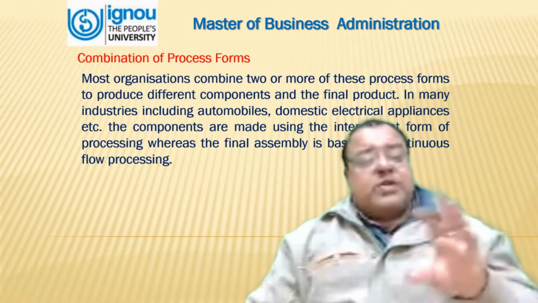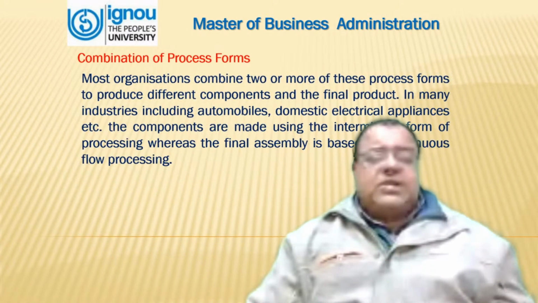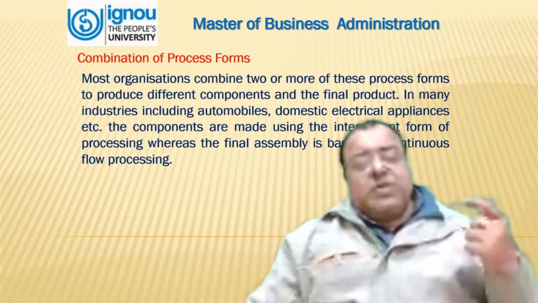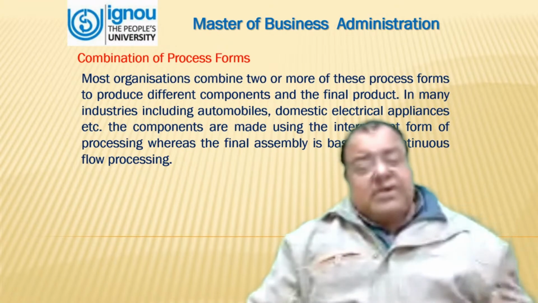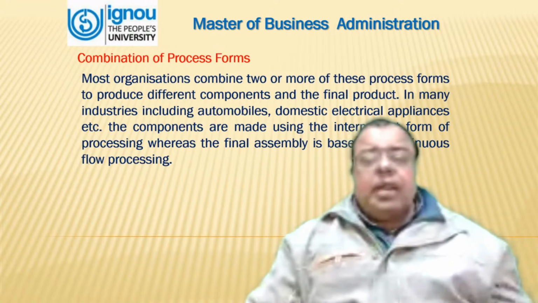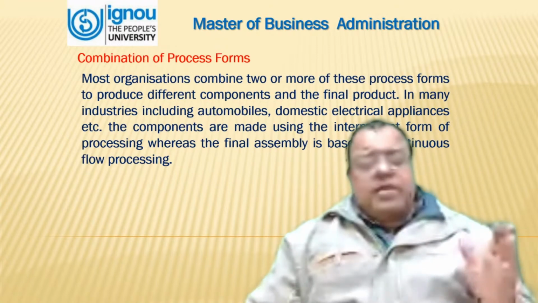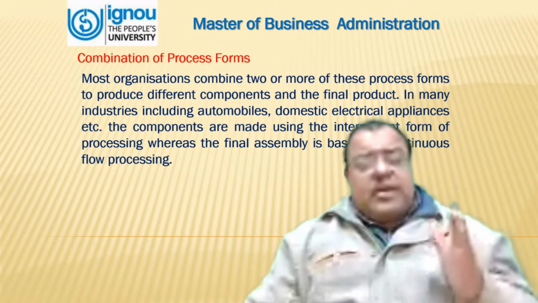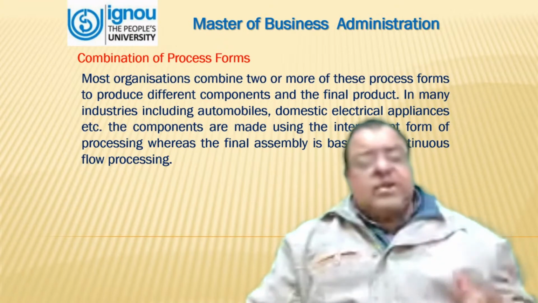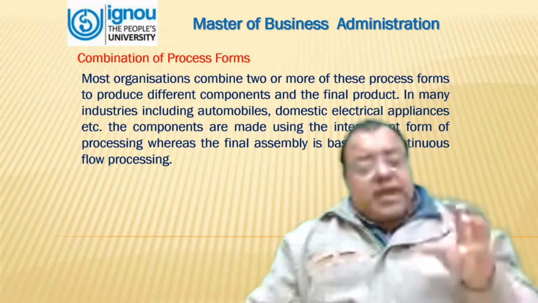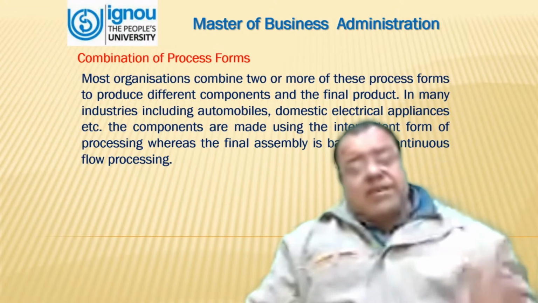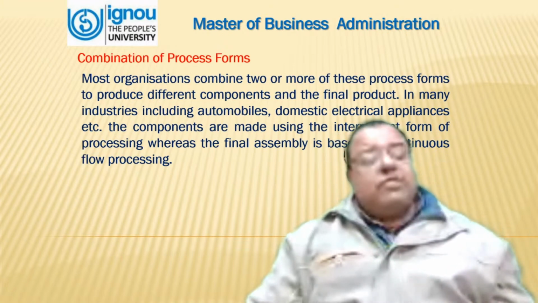Combining of process forms. Most organizations combine two or more of these process forms to produce different components and the final product. In many industries, including automobiles, domestic electrical appliances, etc., the components are made using the intermittent form of processing, whereas the final assembly is based on continuous flow processing.